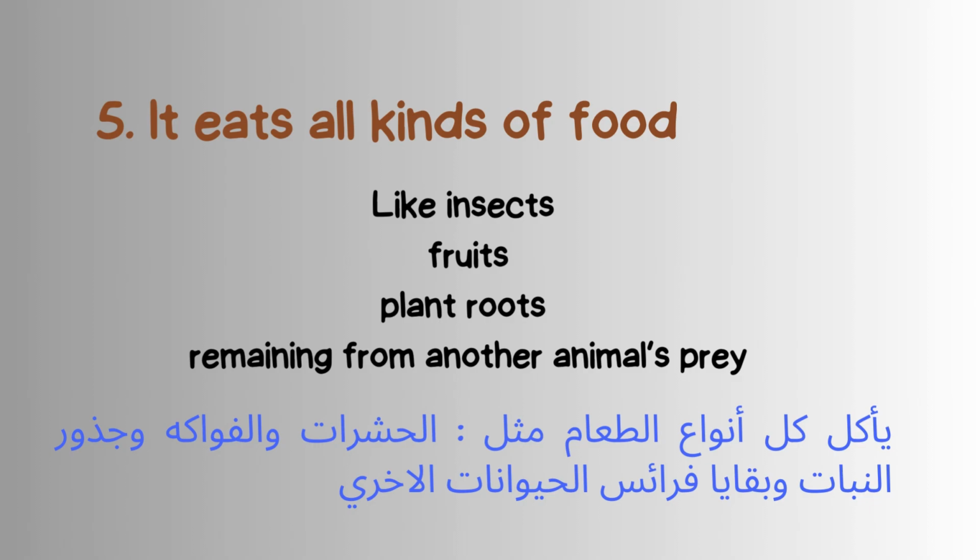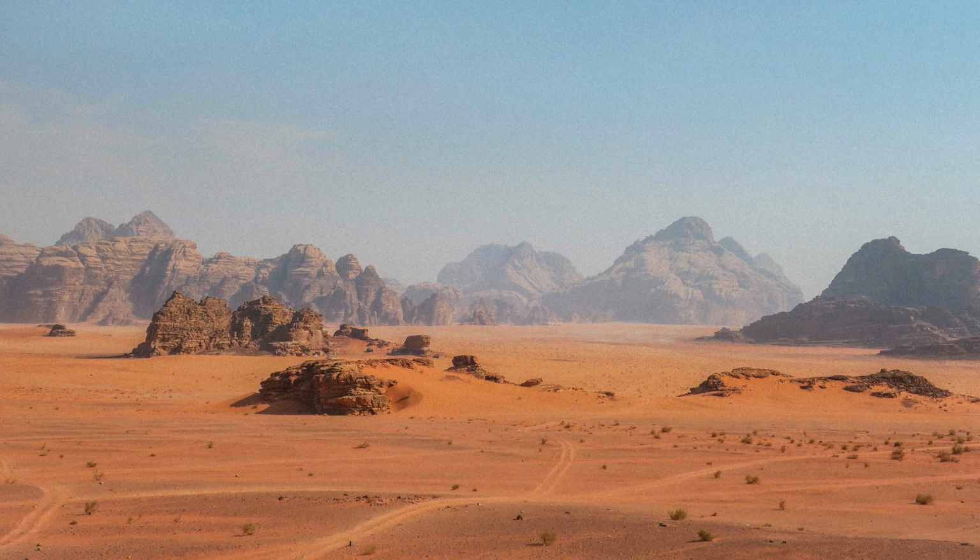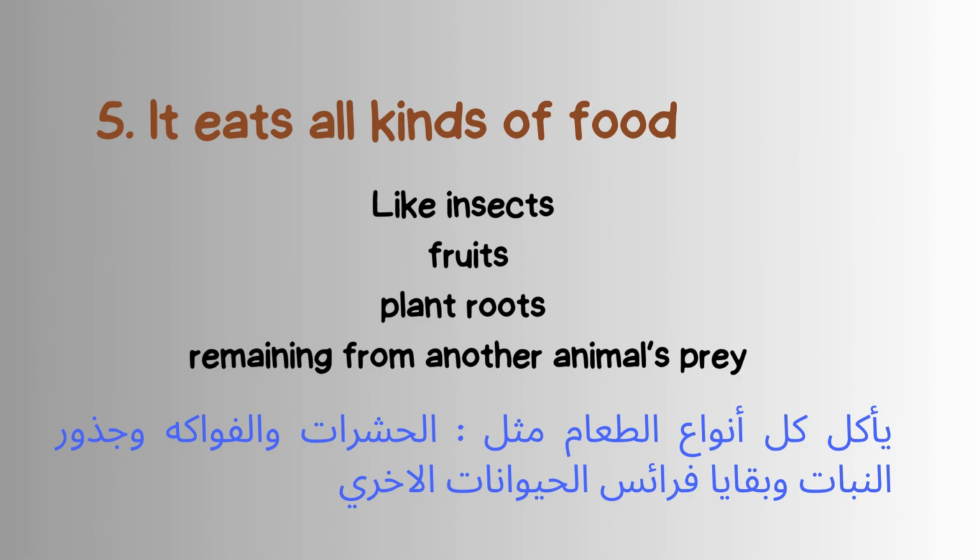The last information, which is it eats all kind of food, and this is a behavioral adaptation, as we said. All kinds of food like what? Like insects, fruits, plant roots, remaining from another animal's prey. It can eat any type of food, and this helps it to survive in its environment. As you know, the desert has few amount of food. So this is a behavioral adaptation for the fennec fox, that it can eat all kinds of food, to help it survive.